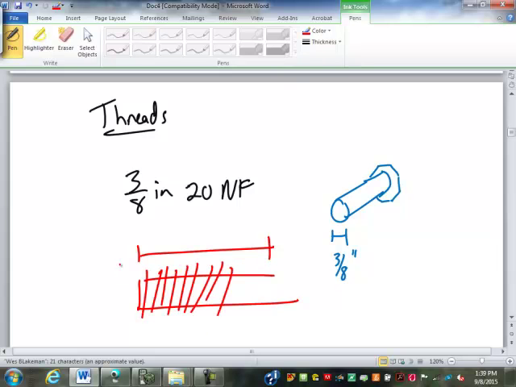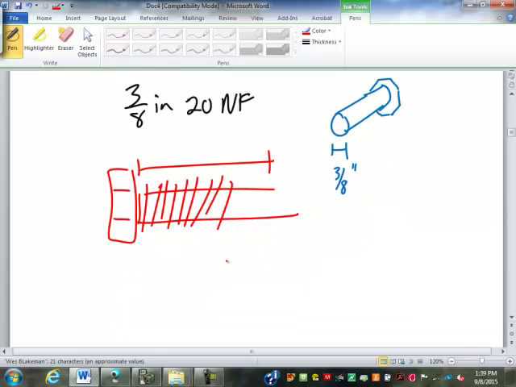So if I take a nut and I turn it onto this bolt, if I turn it 20 times, how far is it going to go? An inch. If I turn it 10 times, 10 rotations or revolutions, how far is it going to go?